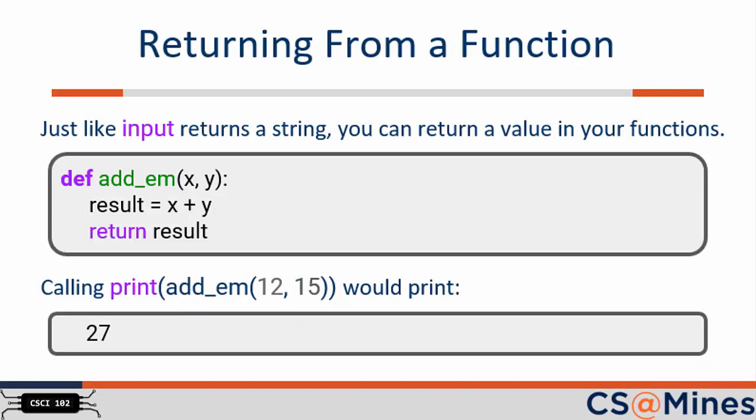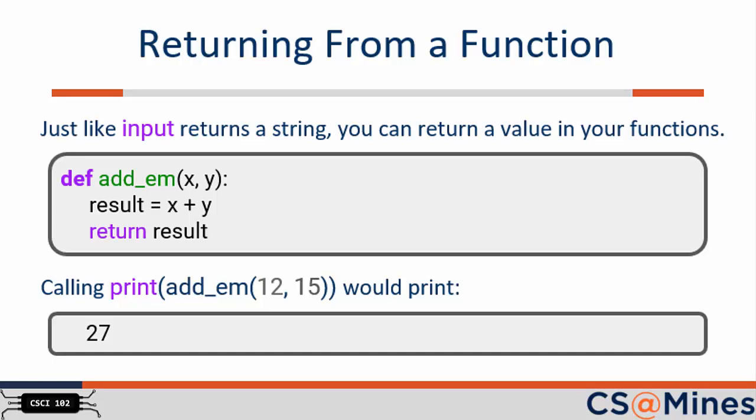You should be very familiar with the Python input function now. Recall that input returns a string taken from the console. Just like input returns a string, you can return a value in your functions. In the snippet of code shown here, the add function takes in two numbers, adds those two numbers together, which is stored in result, and then returns the value stored in result.